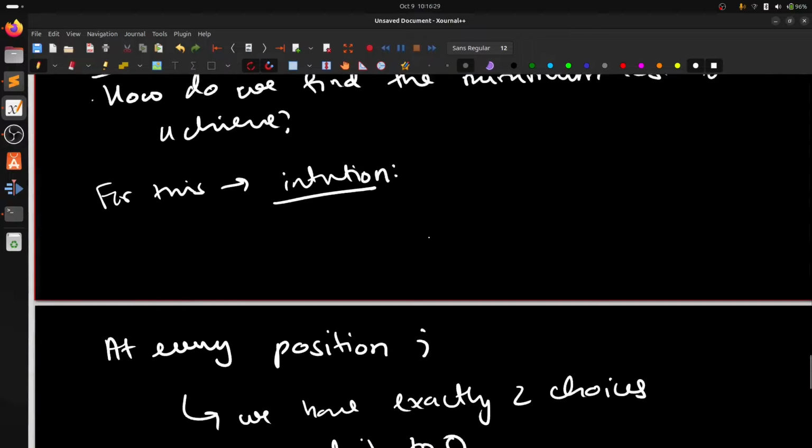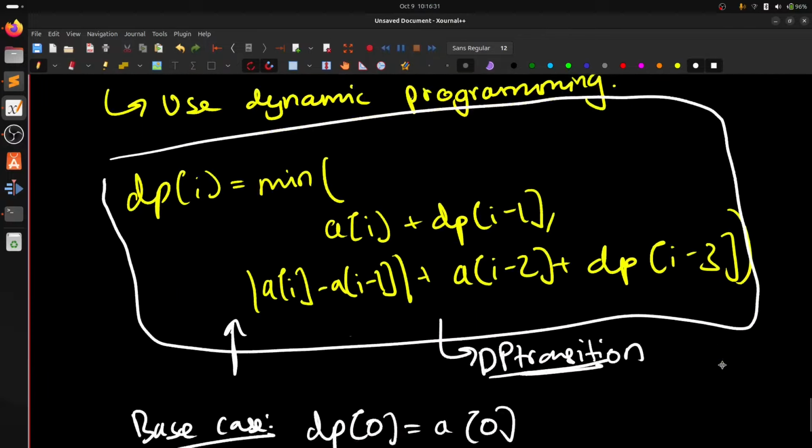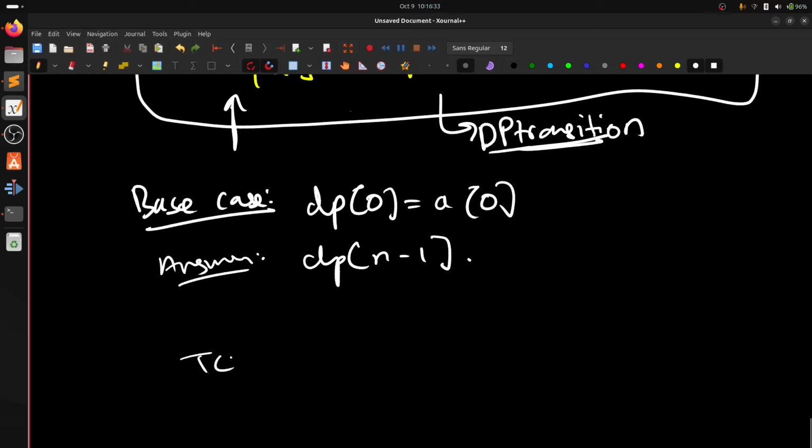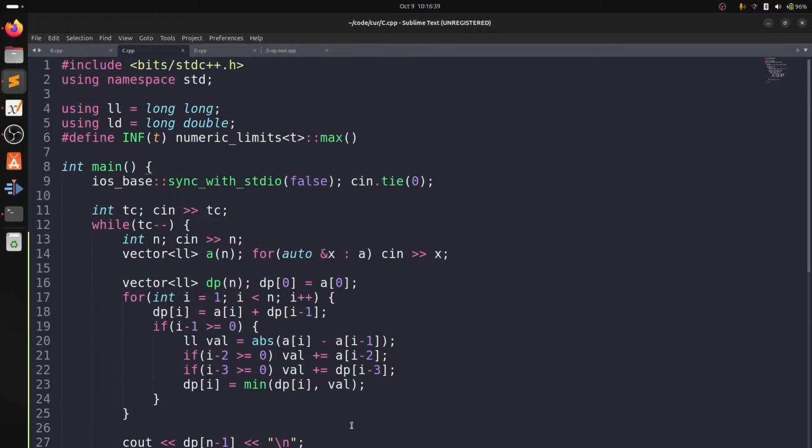So let's have a look at the code for this. Time complexity will obviously be big O of n. We're not doing any log factor also. Just a direct dp array. Okay.